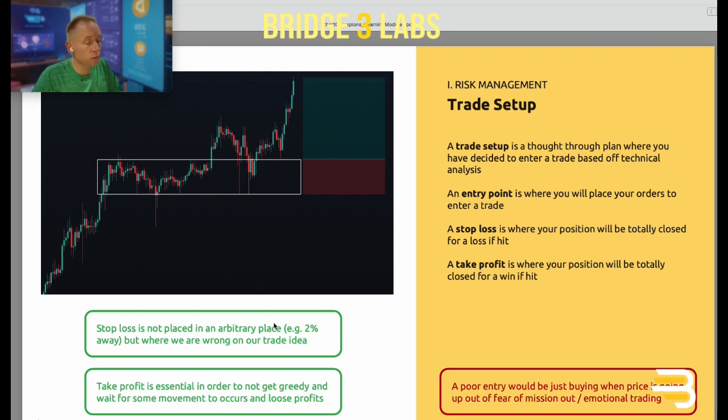And there's nothing wrong really with being a momentum trader in technical analysis, as long as you have a trade plan, being your entry point, an exit point as a take profit, and a stop loss.